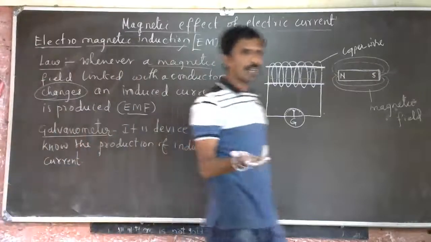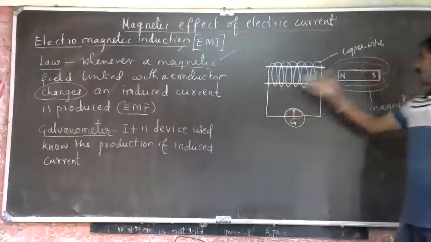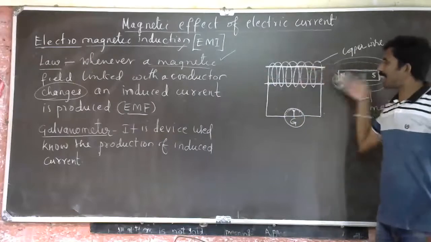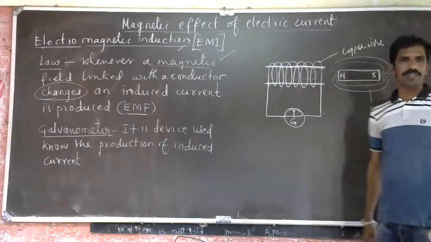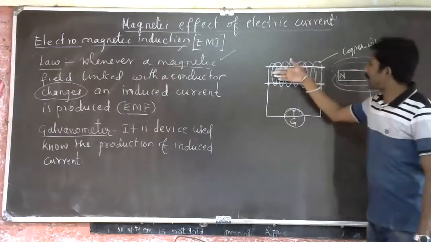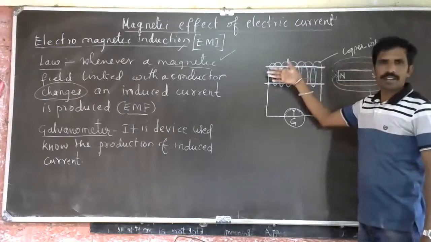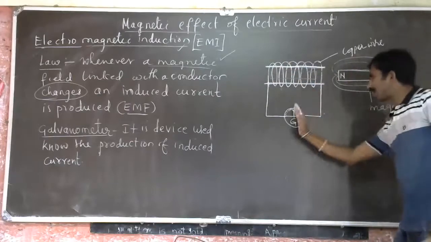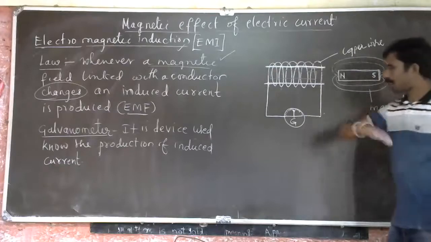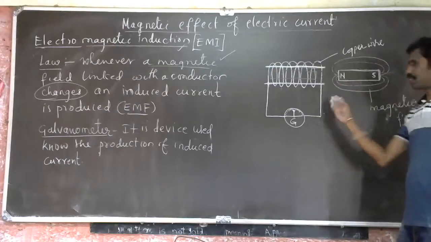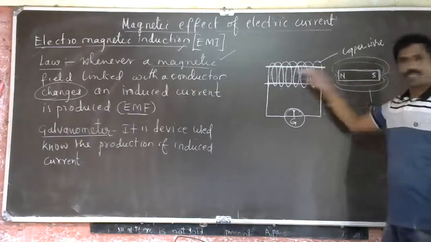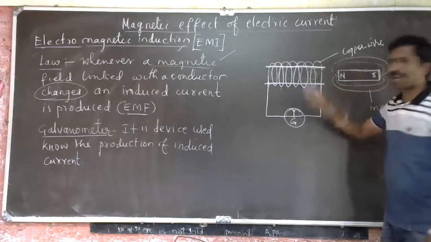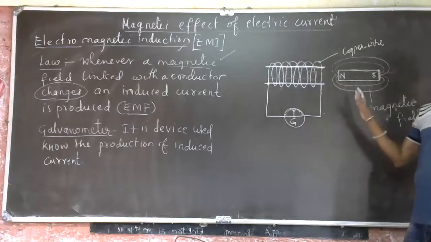Electromagnetic induction means what? It is nothing but the magnetic field linked with the conductor. When the magnetic field linked with the conductor changes, an EMF is produced. So we are introducing this magnet inside this coil, and the deflection shows. Removing also shows deflection on this side. Understood? If this magnet is stationary inside the coil, there is no generation of electricity.